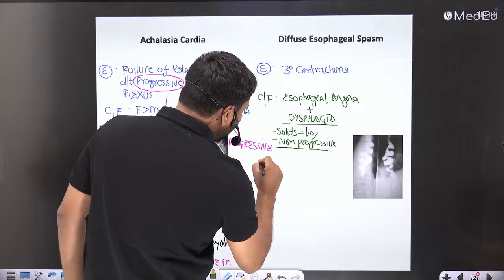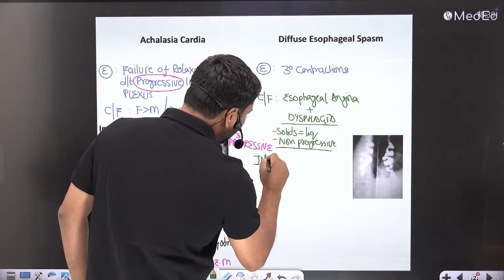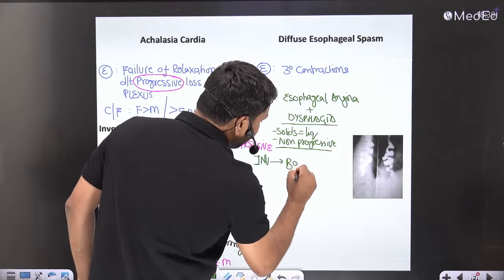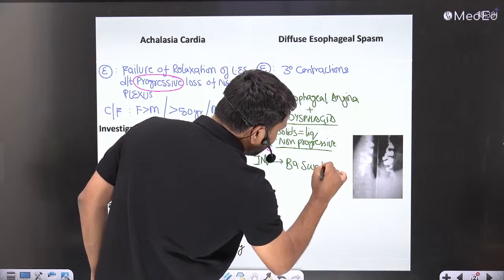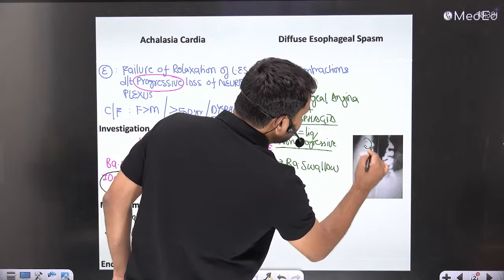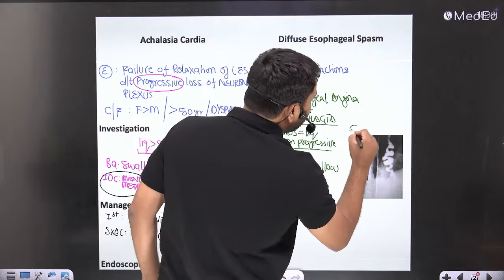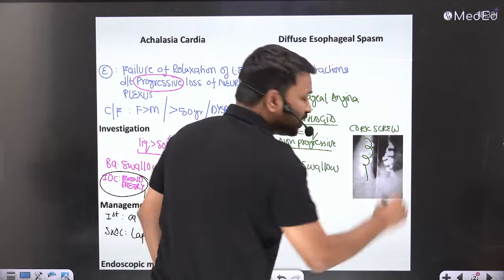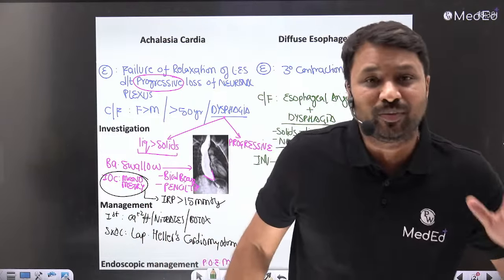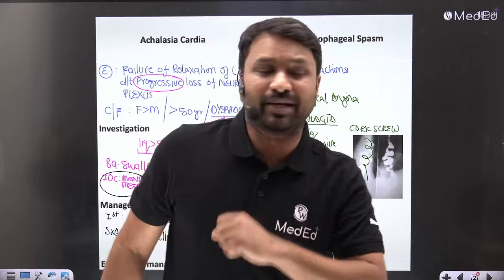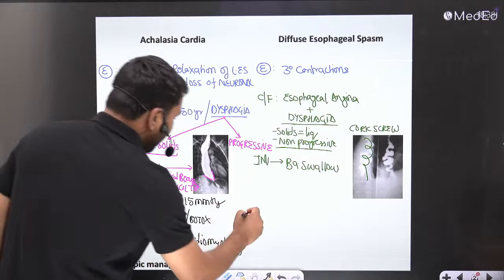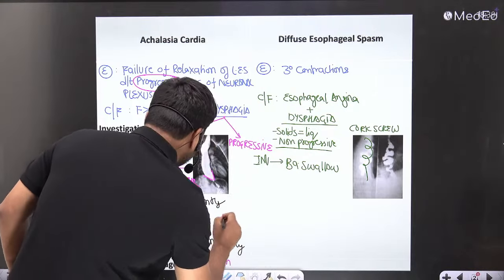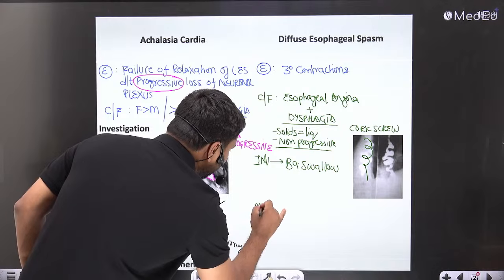When you perform a barium swallow, you see this characteristic image. It is your classical corkscrew appearance. The other appearances that you can see are the rosary bead appearance, pseudodiverticulum, and the beaded appearance, right? Now, in terms of management, the first line management is going to be the same.